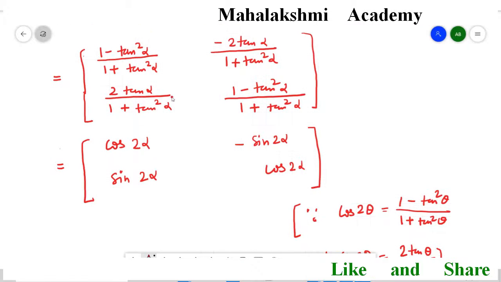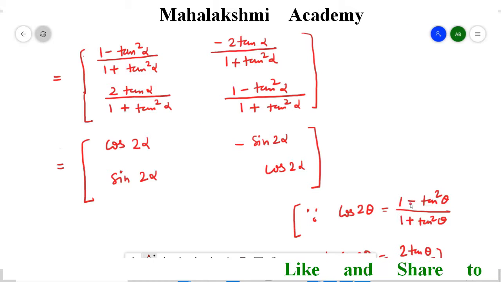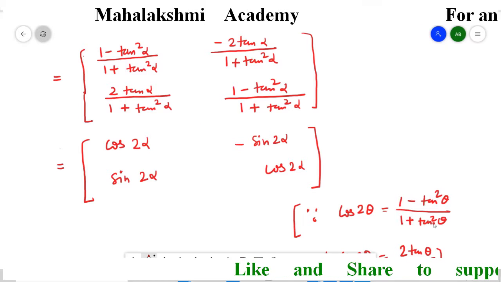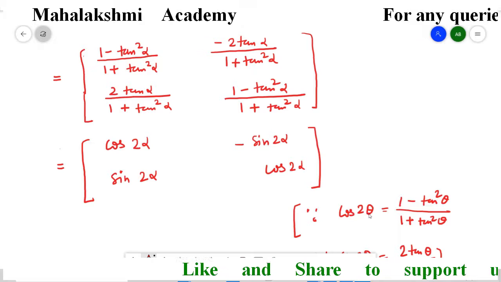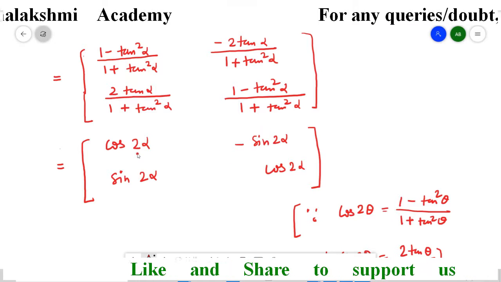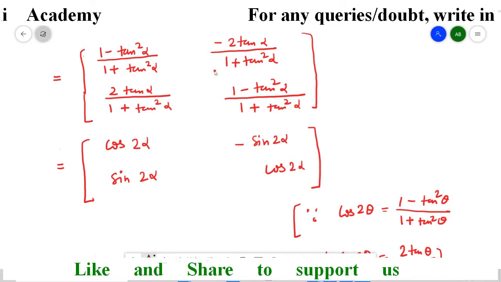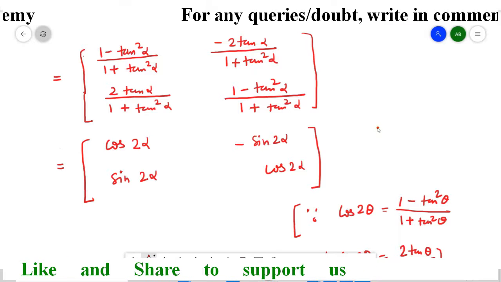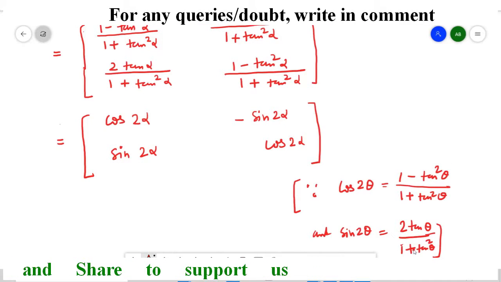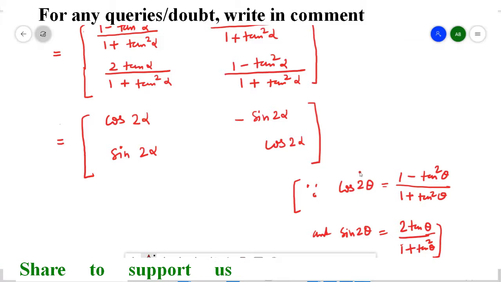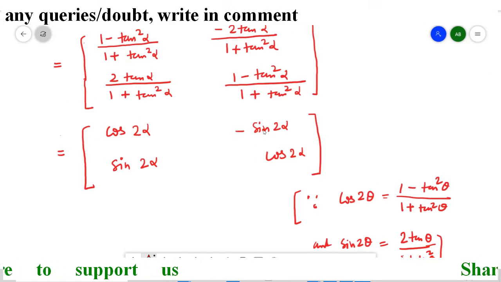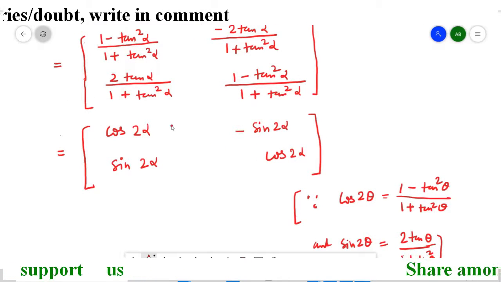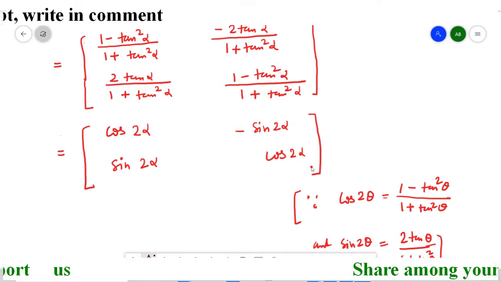So when we observe our product, 1 minus tan square theta upon 1 plus tan square theta is cos 2 theta. So here it will come as cos 2 alpha, and this is our sin 2 theta's formula. So see here, 2 tan theta upon 1 plus tan square theta is sin 2 theta. That's why we will get here sin 2 alpha. Same way we wrote these also.